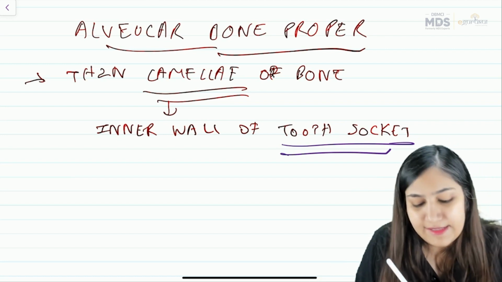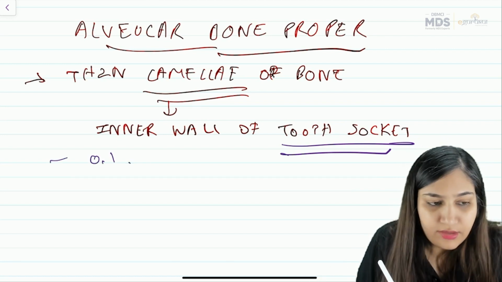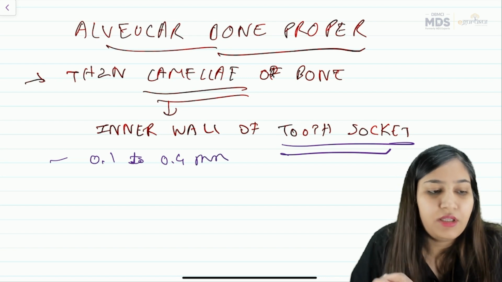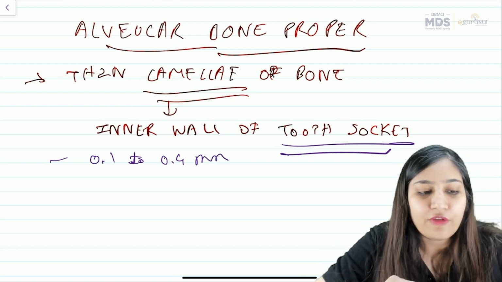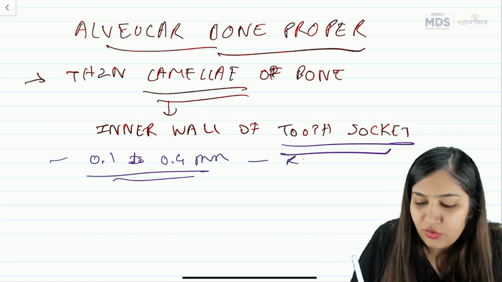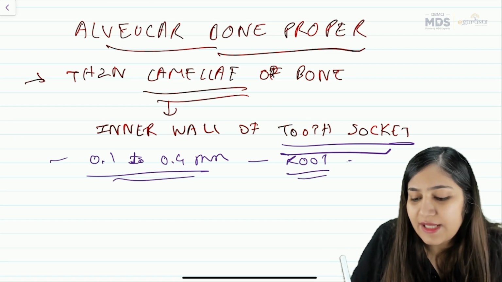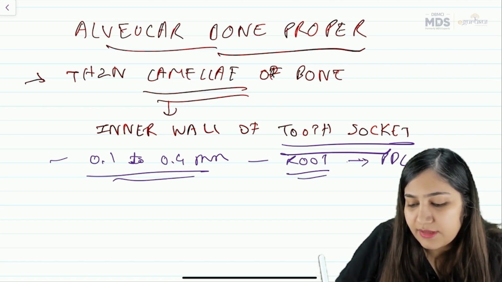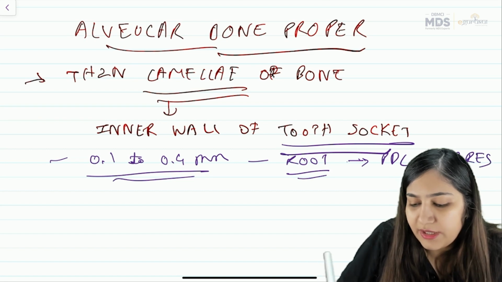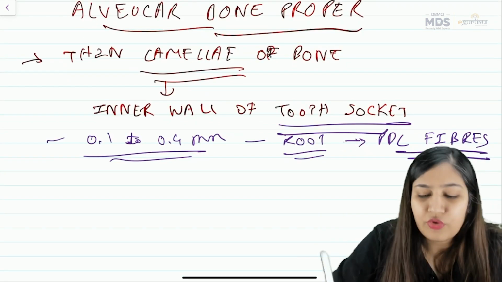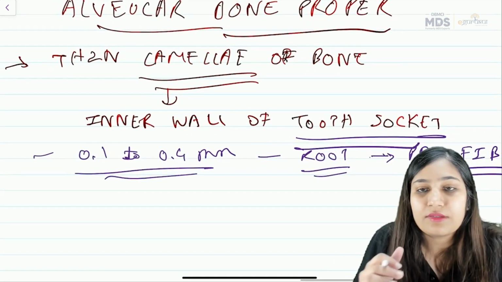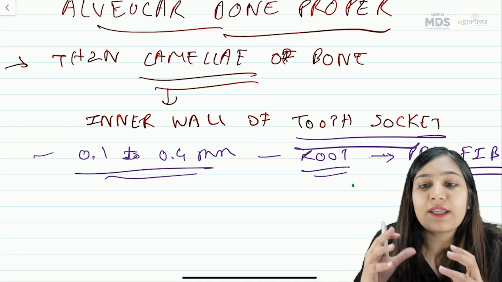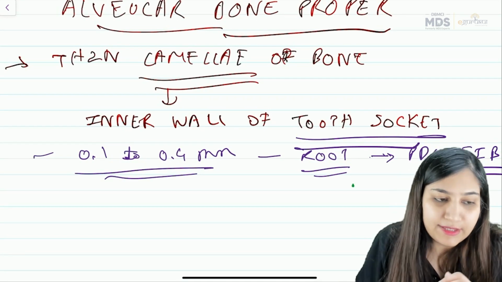What is its thickness? 0.1 to 0.4 mm, and it surrounds the root of the teeth and gives attachment to PDL fibers. So it forms the inner wall of the socket, it surrounds the root, and gives attachment to the PDL fibers.